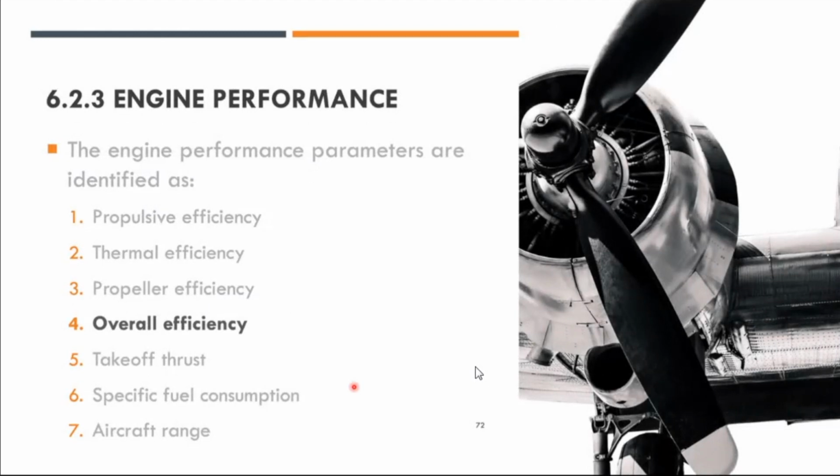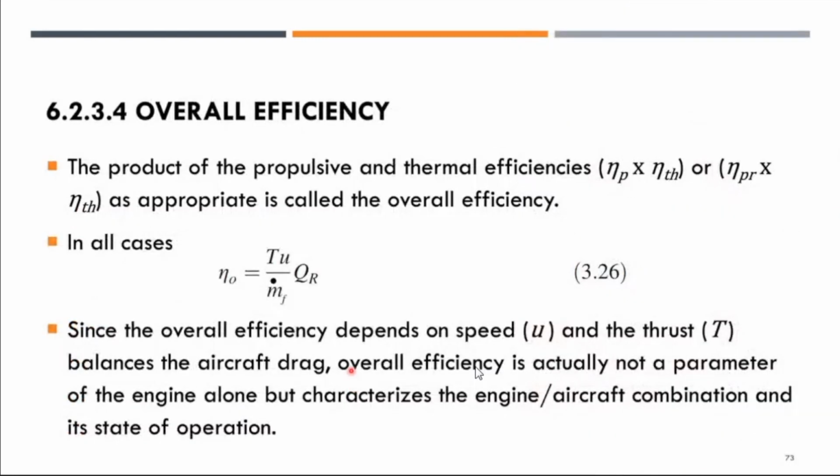Let us go into the next one, which is the overall efficiency, the product of propulsive and thermal efficiencies. Just now we already went through propulsive efficiency. Then we look into the thermal efficiency. Basically the product of both propulsive and thermal efficiencies is appropriately called the overall efficiency. So that's how you determine it. And the overall efficiency is not just the propulsive efficiency, it is a combination of the two, the product of propulsive and thermal efficiencies.